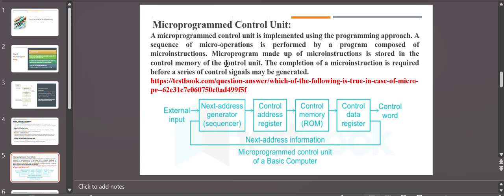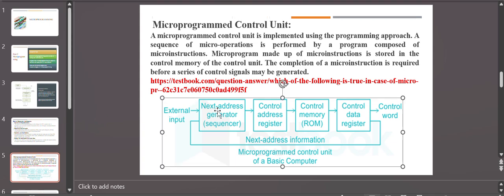And here is the microprogrammed control unit. A microprogrammed control unit is implemented using the programming approach. A sequence of micro operations is performed by a program composed of microinstructions. The microprogram made up of microinstructions is stored in the control memory in the control unit. The compilation of microinstructions is required before a series of control signals may be generated.